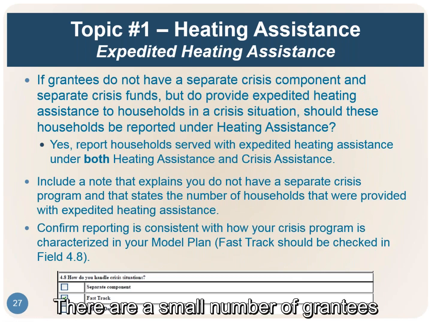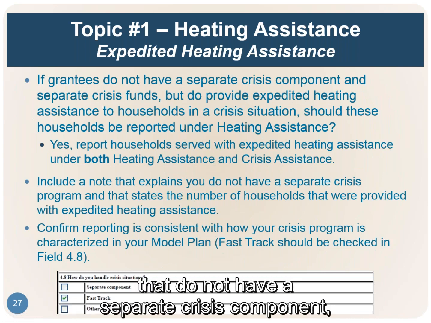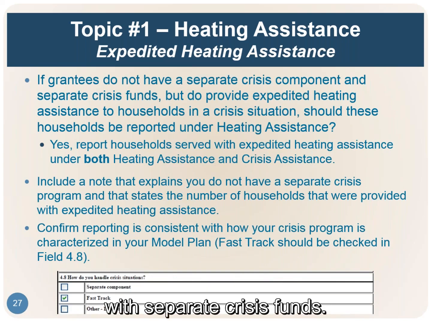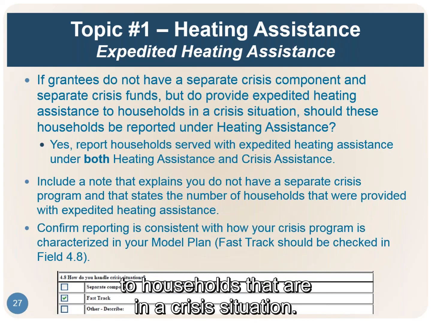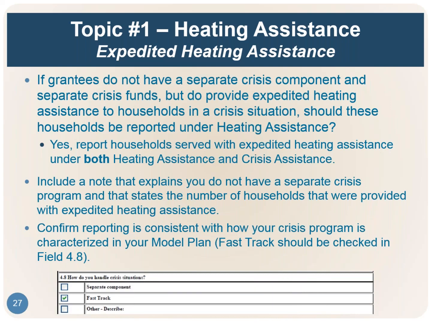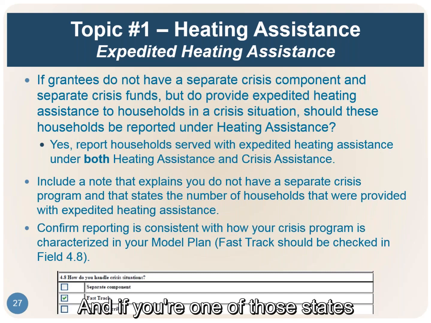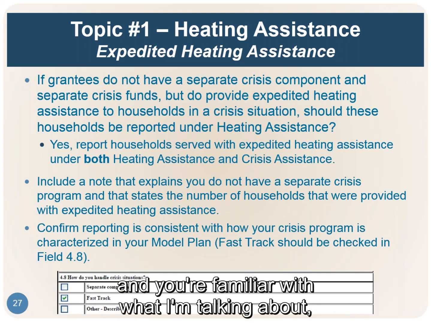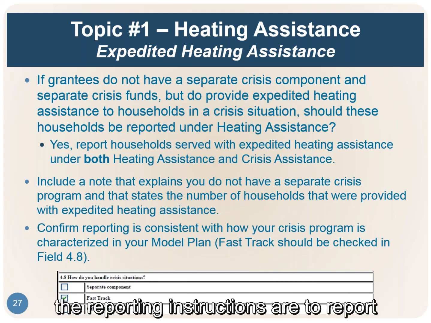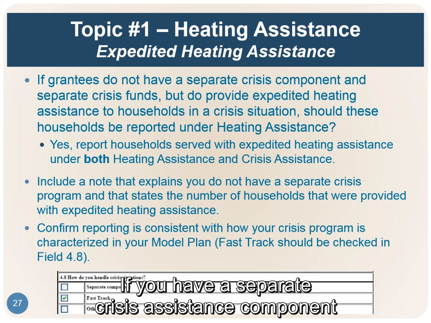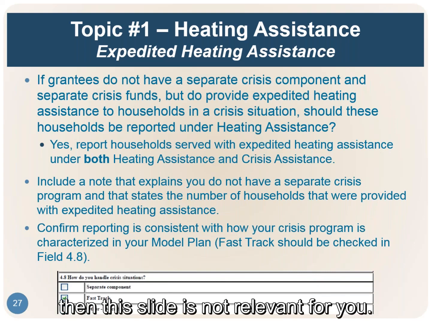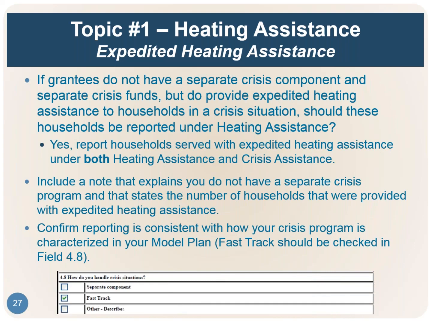There are a small number of grantees that do not have a separate crisis component with separate crisis funds, but they provide expedited heating assistance to households that are in a crisis situation. And if you're one of those states and you're familiar with what I'm talking about, the reporting instructions are to report those under heating assistance and under crisis assistance. If you have a separate crisis assistance component, then this slide is not relevant for you.